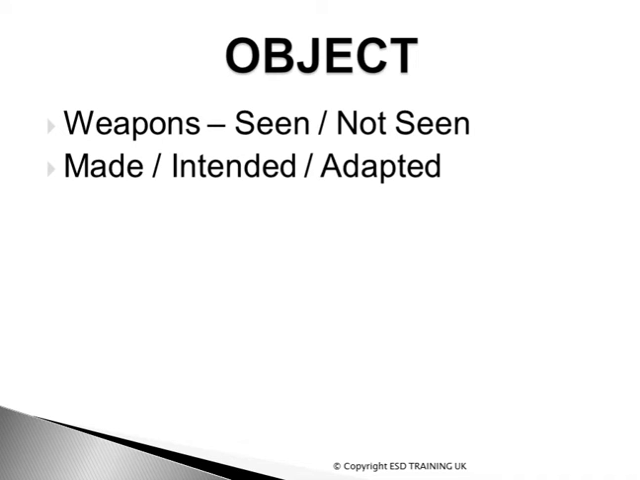Weapons generally are either made, intended for use, or adapted. Made is specifically designed to cause harm. Adapted means that it can be changed in order to do so. And intended is an everyday object that can be used as a weapon, such as screwdrivers, baseball bats, bottles, and ammonia.